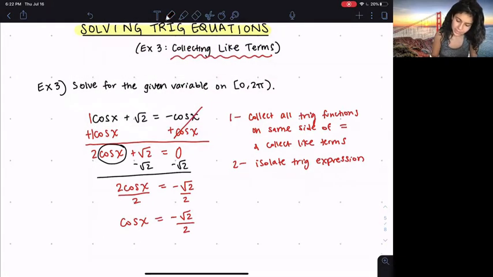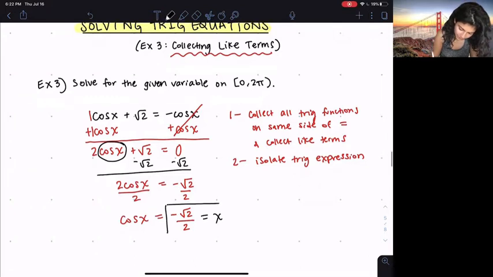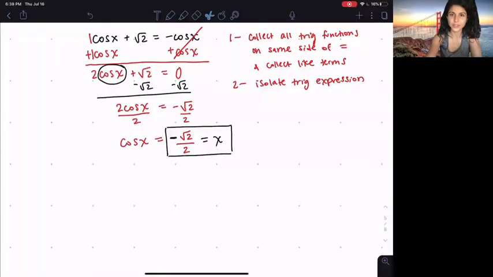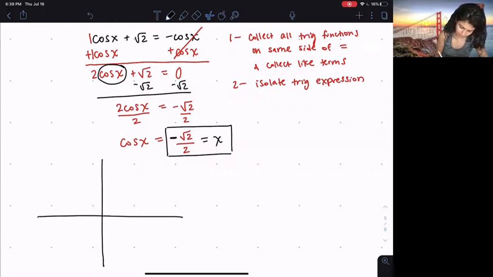So remember, does cosine represent the x-coordinate or the y-coordinate? It represents the x-coordinate, so let's label that. And specifically, we want to know where x is negative root 2 over 2. So can you figure out what quadrants our angles can be in? Go ahead and draw your x and y axis. Make them nice and large. This is our x, this is our y.